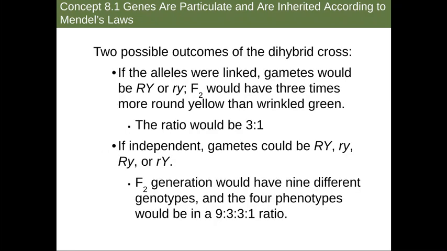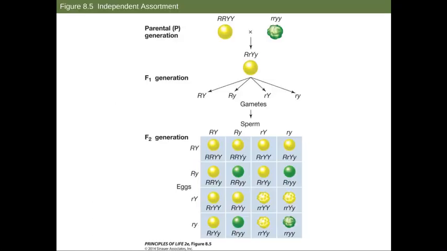So there are two possible outcomes of the dihybrid cross. If the traits were linked, the gametes would be RY or ry, and there would be three times more round yellow than wrinkled green. The ratio would be 3-to-1. If the gametes were independent, they could be RY, Ry, rY, or ry, and we would have 9 different genotypes, and the 4 phenotypes would be in a ratio of 9-to-3-to-3-to-1.